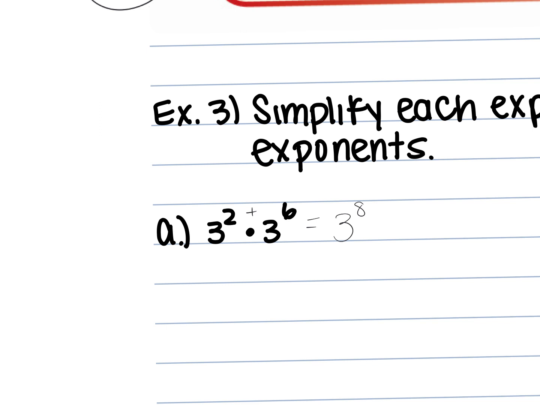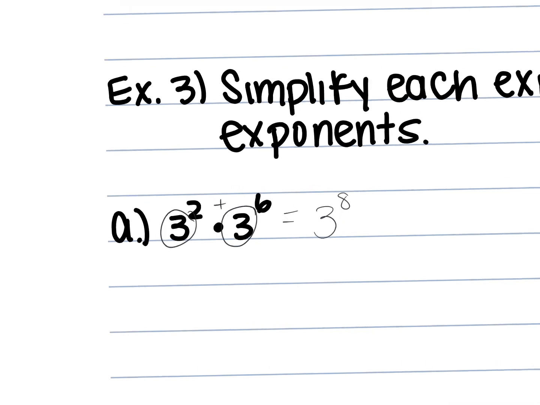Why are we able to add the 2 and the 6? They have the same base. Please, guys, even if you're very familiar with this, circle the fact that they have the same base. That is the most important part, okay? Because if they don't have the same base, we can't add their exponents. Very nice. We good? Okay.